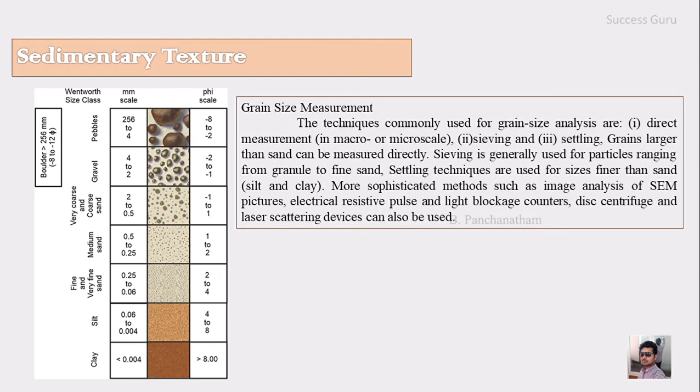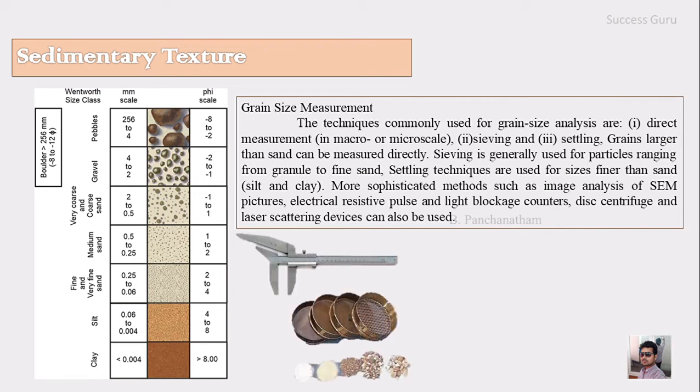The next heading is grain size measurement. The techniques commonly used for grain size analysis are direct measurement, say by micrometer or caliper, the second one is sieving, and the third one is settling, right? So the direct measurement includes the micrometer measurement, that is using an ocular scale fitted in the ocular.